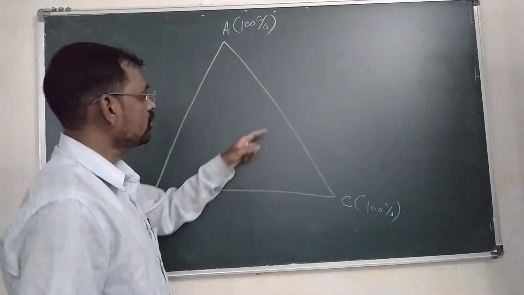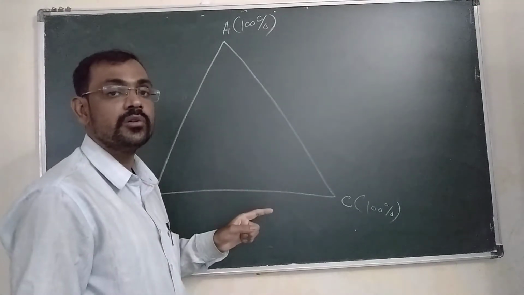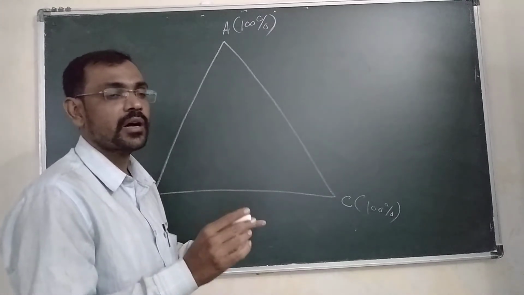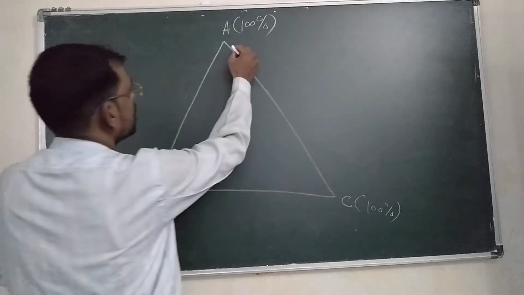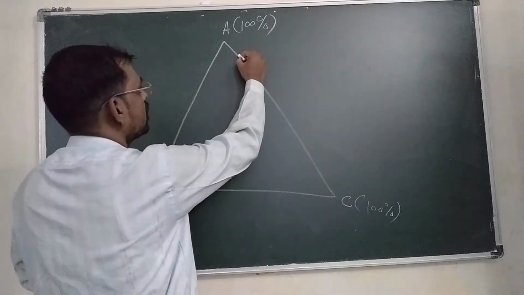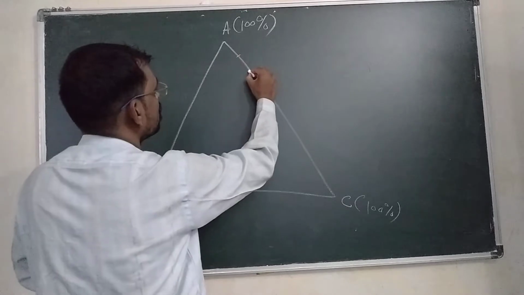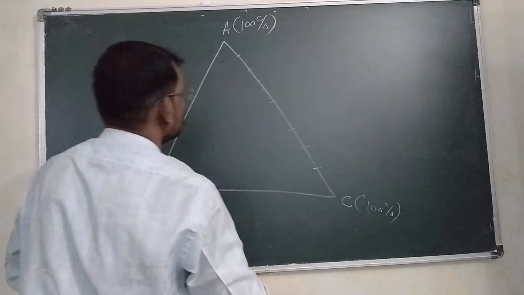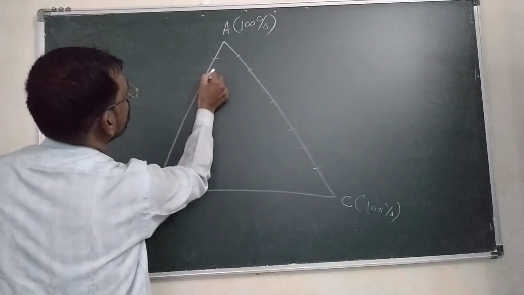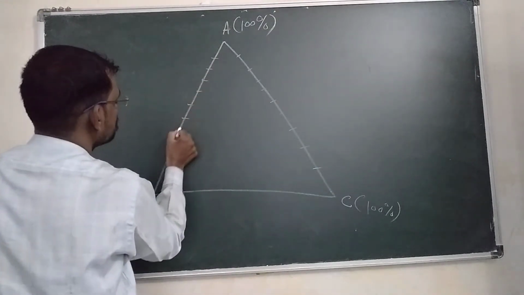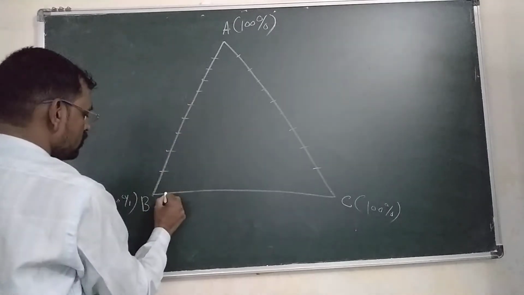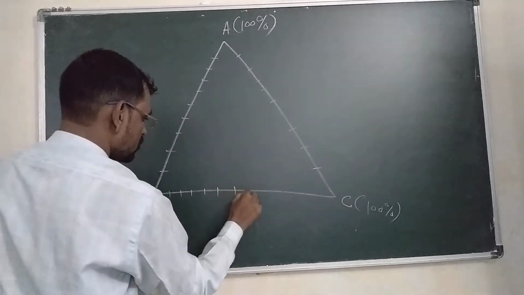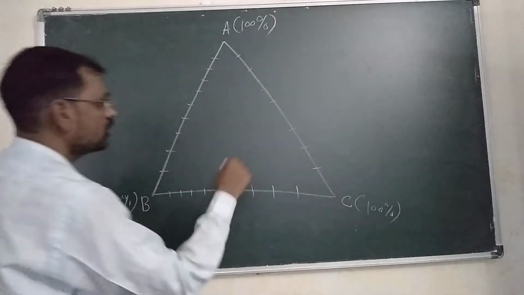Now the sides of the triangle are divided into 10 equal parts. Each side is divided into 10 equal parts. Suppose this side is divided into 10 equal parts, so we have to write here 1, 2, 3, 4, 5, 6, 7, 8, 9. Again 1, 2, 3, 4, 5, 6, 7, 8, 9 on the other sides.